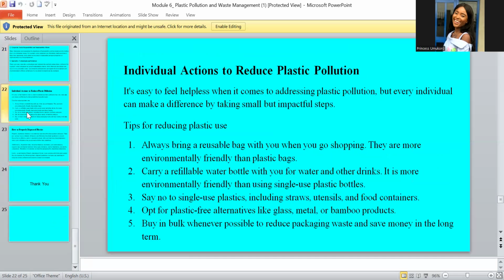What can individuals do to reduce plastic pollution? Always bring a reusable bag with you when you go shopping. Carry a refillable water bottle with you for water and other drinks. Say no to single-use plastics, including straws, utensils, and food containers. Opt for plastic-free alternatives like glass, metal, or bamboo products. Buy in bulk whenever possible to reduce packaging waste and save money in the long term.